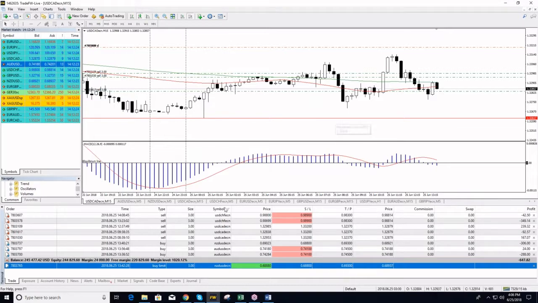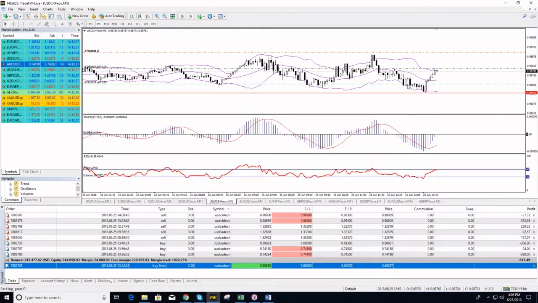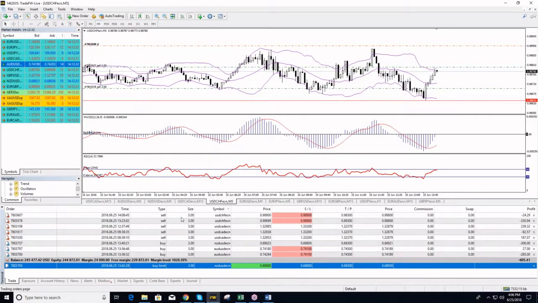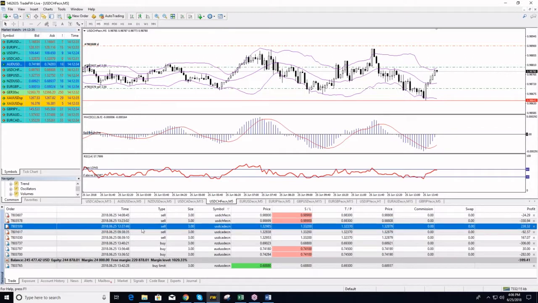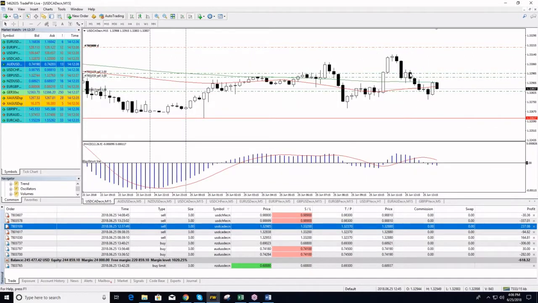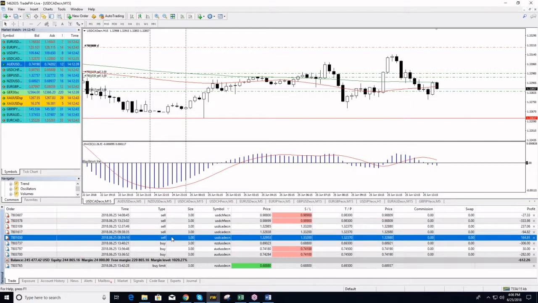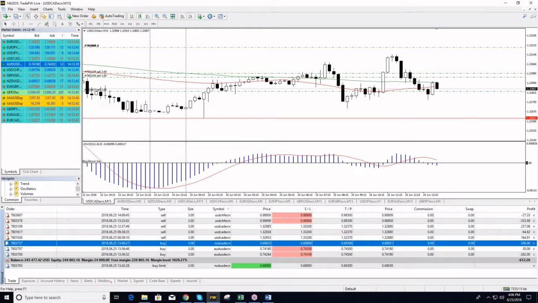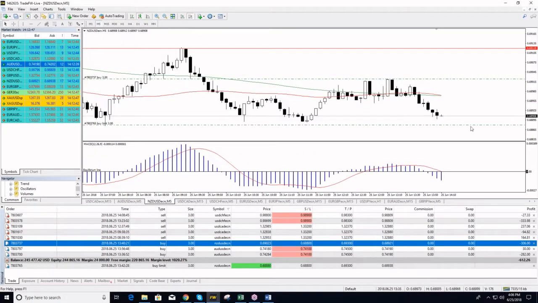Now, currently, we have 6 lots short dollar CHF. As you can see here, we have 9 lots short dollar CAD. These trades were placed, 2 of them in the morning and 1 in the afternoon. We have a buy position on the Kiwi.